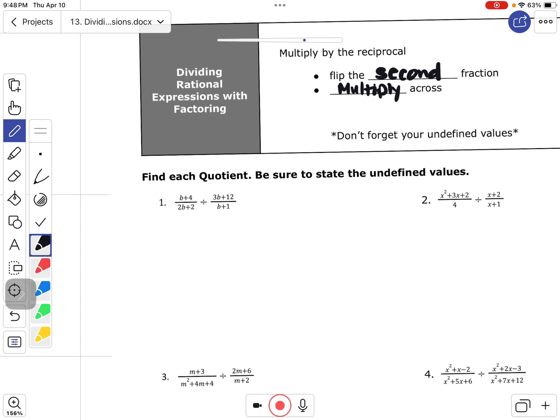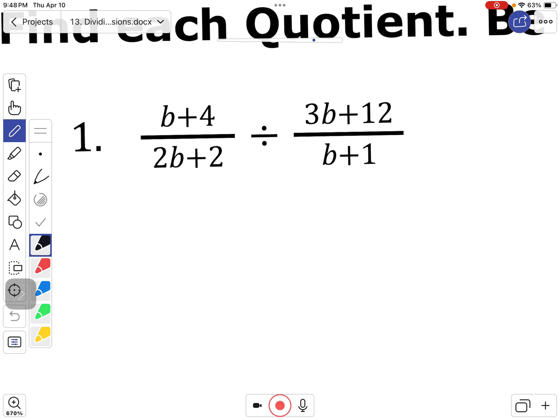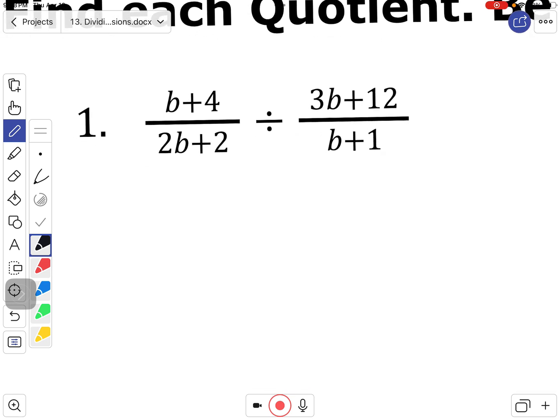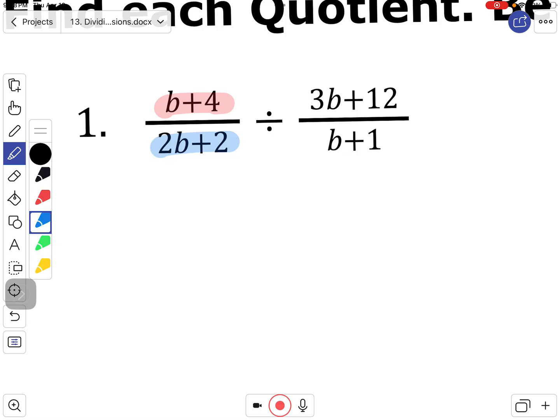Okay, so let's look at this first one. The first thing we're going to do is see if there's any greatest common factors, or anything that is squared and you have to factor. So when I'm looking at the top thing up here, this b minus 4, you don't have any greatest common factors there, so that one's going to stay the same. And then if I have 2b plus 2, we can take the greatest common factor of 2 out of there. So I'm going to put a 2 out front.